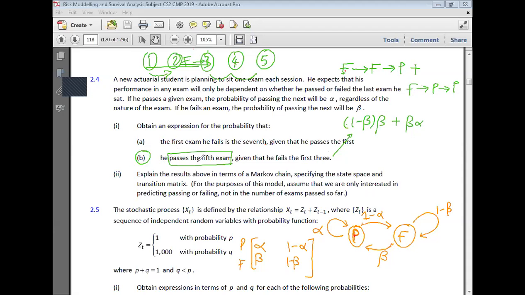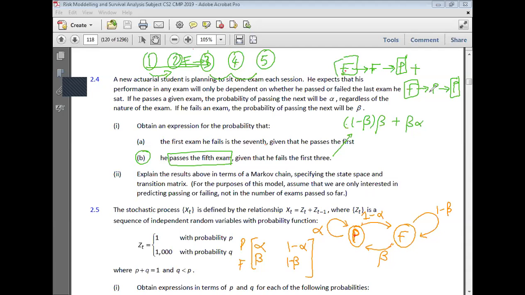But I know that he has passed the 5th exam, and that is the probability that I care about. So I do this, and I write P here. And now what I have to see is all the possible values that this 4th exam can take. Right? So I could either fail or I could pass. So I have F and I have P respectively.